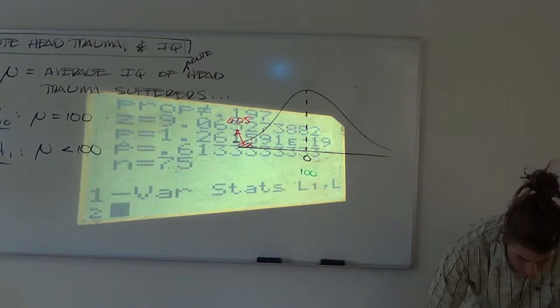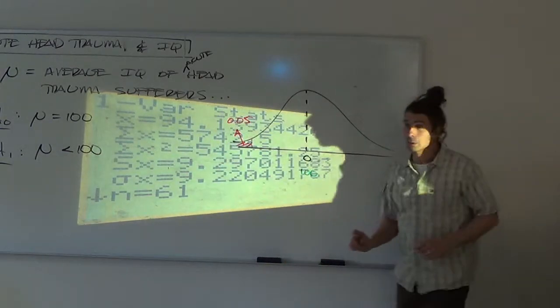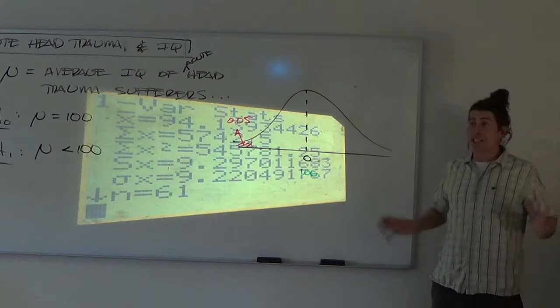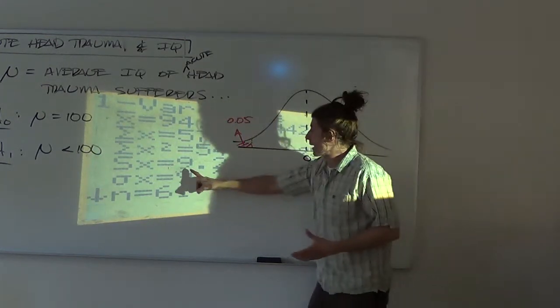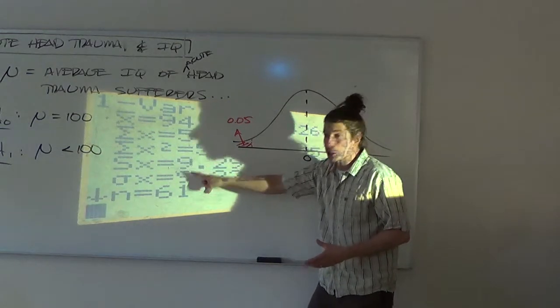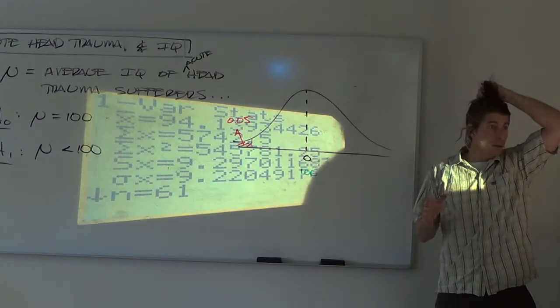L1, L2. Okay, the average IQ in our sample is 94. So our guts were correct when we said it was lower than 100. The question is, is it significantly lower than 100? Well, you also have to talk about the sample standard deviation. Now the sample standard deviation is 9, to which some people will respond, what?